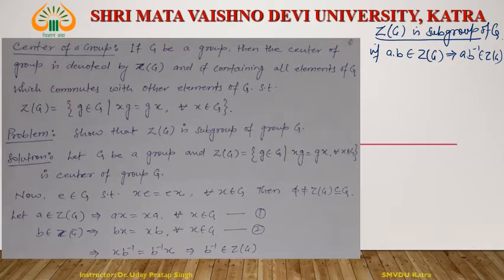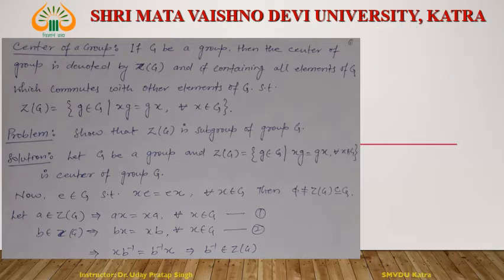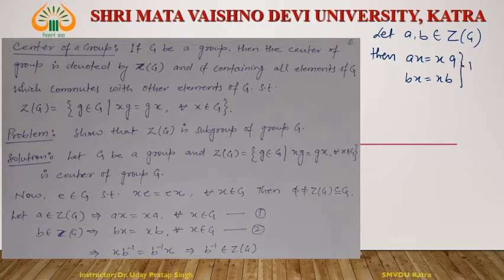For this, if we want to prove that Z(G) is a subgroup of G, then we have to show this property. Let us start the proof. Let a and b belong to Z(G). Then what is ax? ax is equal to xa. And bx is equal to xb. And this property holds for all x belonging to G, by the definition of the center of a group.